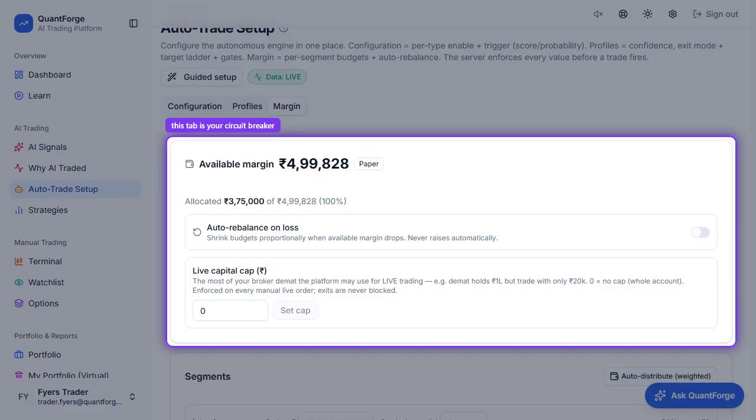And the cap protects my real demat on top of that. One more fence: for live money, the platform can never reach past it. Between your budgets and your cap, you have decided in advance the very most the system can ever cost you. That is what turns automation from a worry into something you can sleep beside.